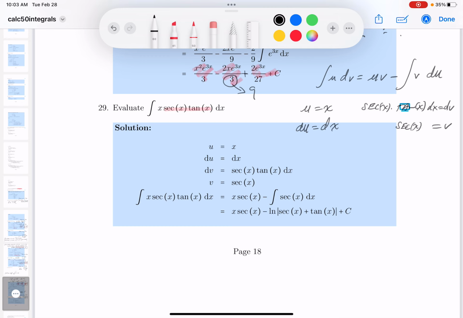So I think I can write this integration down, put it over here. What's it going to equal? Well, it's going to equal, let's see, x secant x, and then minus something, right? So minus what? It's going to be minus the v, which is secant of x. And then what do I get? Let's see, du is dx, right?